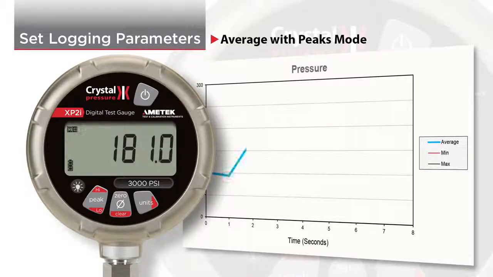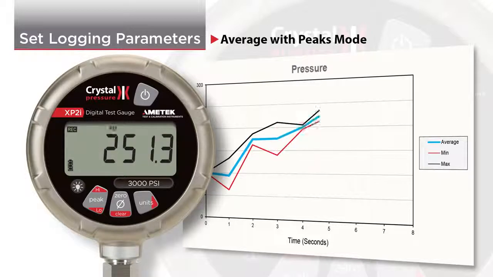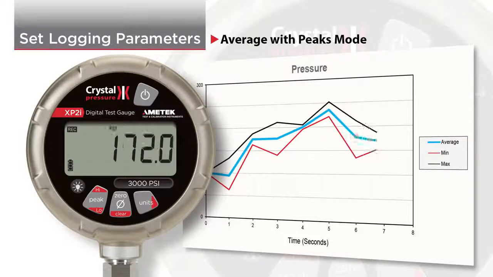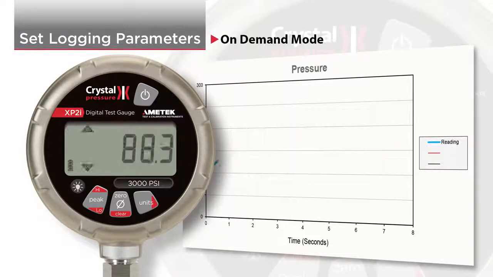Average with peaks will record the average between the logging intervals, just like average mode. But it also records the highest and the lowest readings that occur between logging intervals. On-demand mode records a reading every time you press the peak button, and only when you press the peak button.